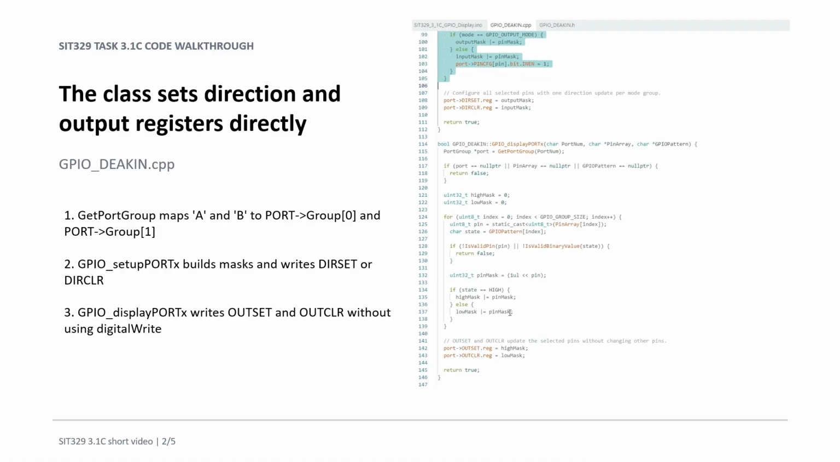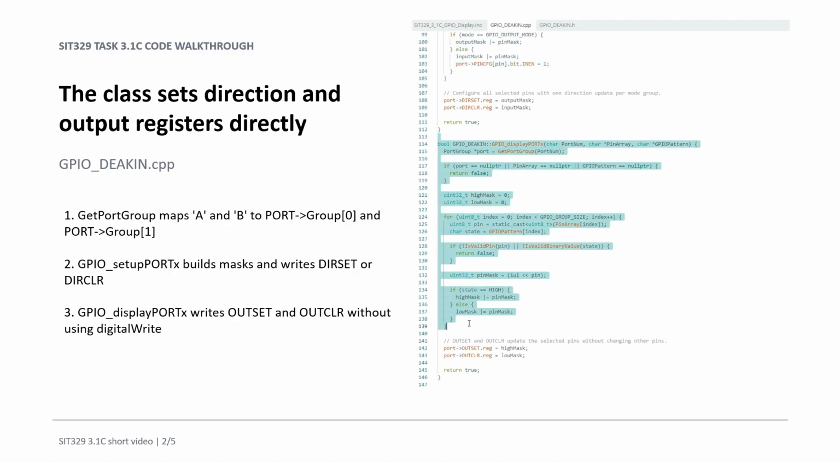GPIO display port X works in a similar way, but it builds a high mask and a low mask from the display pattern. It writes out set for the LEDs that should turn on and out clear for the LEDs that should turn off. This satisfies the task requirements because the GPIO outputs are controlled through the GPIO Deacon class and CMSIS registers, not Arduino pin functions.